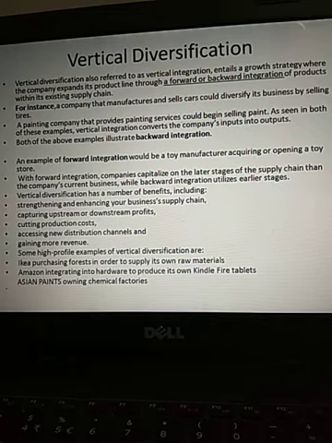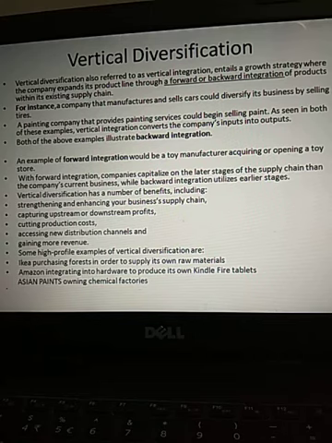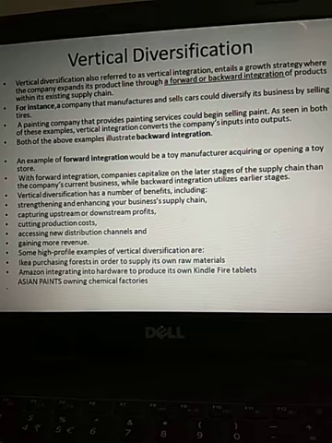So what are the examples? A company that manufactures and sells cars could diversify its business by selling tires also. Strictly speaking, this is called backward integration or backward diversification. Asian Paints, a painting company that provides a painting service, could begin selling paint. That means owning the outlets which sell the paints also, paint shops. As seen in both these examples, vertical integration converts the company's inputs into outputs. So this is an example of backward integration. Under backward integration, they are going to focus on the raw materials.